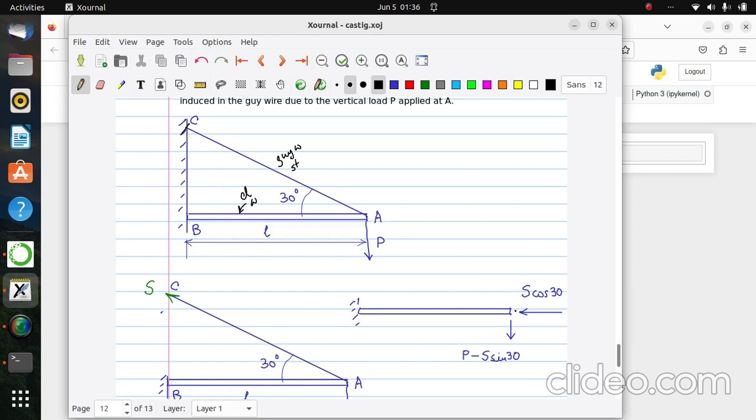then the cantilever beam is supported by a transverse load which is P minus S sine theta, or P minus S by 2, and the axial load is S cos theta, and here it is S square L by twice AE, the axial strain energy for the guy wire. Only the L is this L by cos 30. So we have to carefully write the expressions for strain energy.